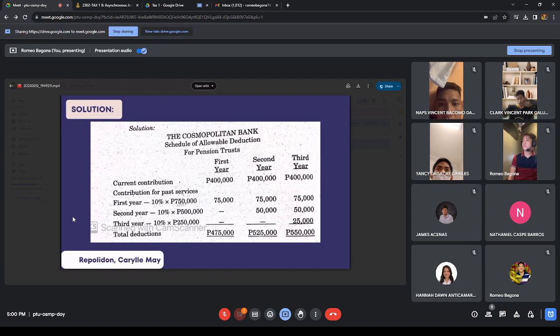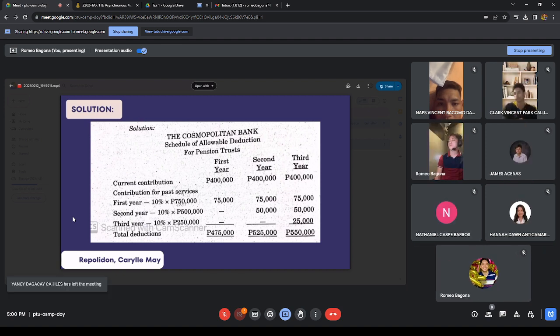The current contribution is 400,000 pesos each year. From the previous slide, number 2 rule of payment deductible is to deduct the 1/10 of the amount paid. Therefore, we will deduct 10% of the amount contributed. 10% of 750,000 is 75,000, which the bank contributed for the past services. 10% of 500,000 is 50,000, which the bank contributed in the second year. And for the third year, 10% of 250,000 is 25,000 pesos. And that gives us the total deductions of 475,000 pesos in the first year, 525,000 for the second year, and 550,000 pesos in the third year.